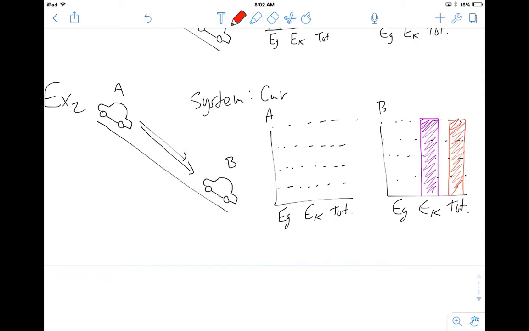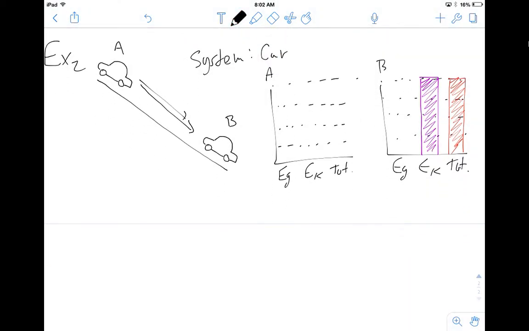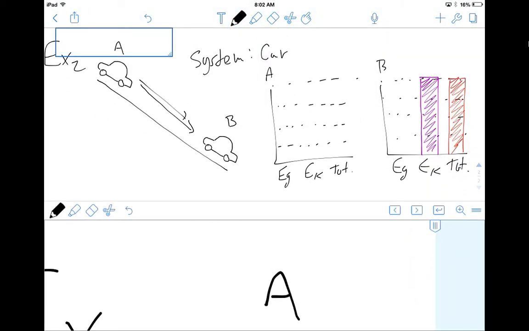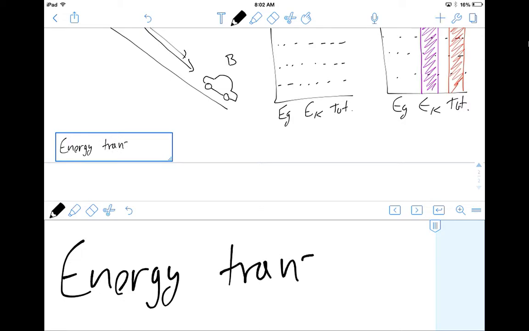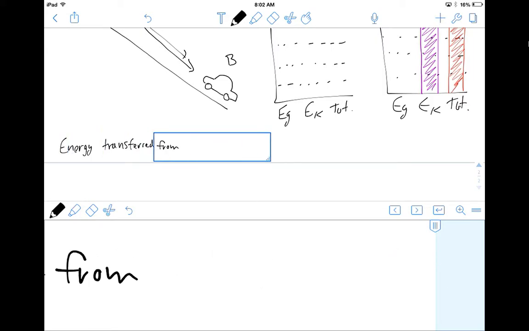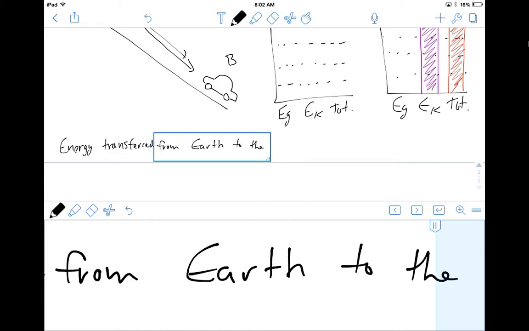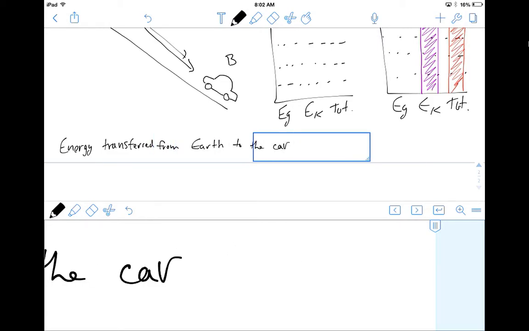Okay, so now we really have to look at what happened here because we went from no energy to lots of kinetic energy. So we got to think about where did that energy come from? And so the answer is that that energy, okay, and we'll write it like this. So there was energy transferred from Earth to the car. And that happened through gravity.